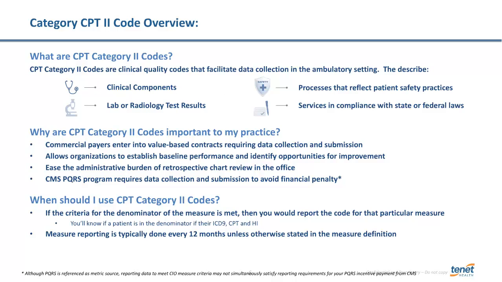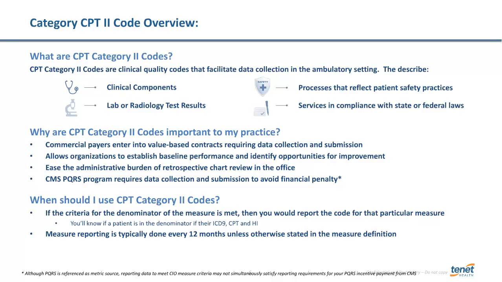So what are CPT Category II codes? CPT Category II codes are non-billable quality codes that facilitate the reporting of quality data in an ambulatory setting. These codes typically describe things like clinical components, radiology test results, and processes that reflect patient safety procedures. Recording these codes is important for your practice and our clinically integrated program because they help us get access to quality information that is not reported on a standard billed claim.